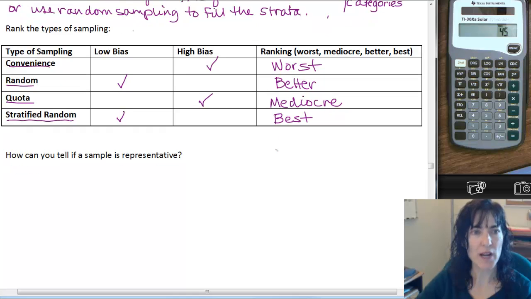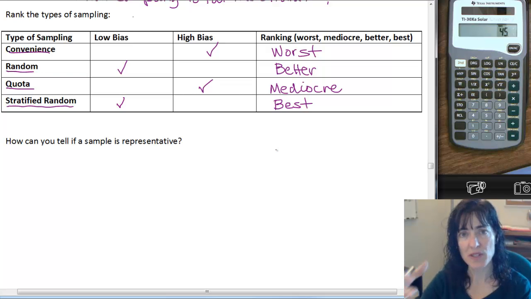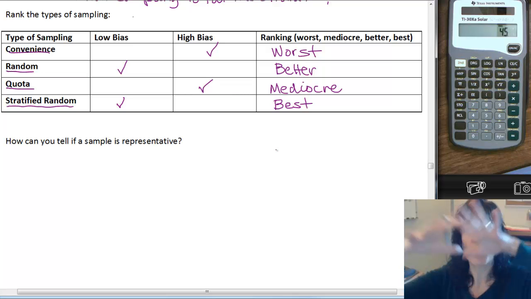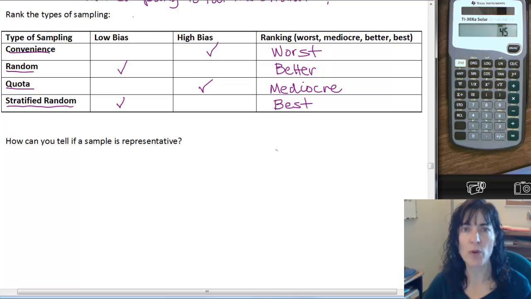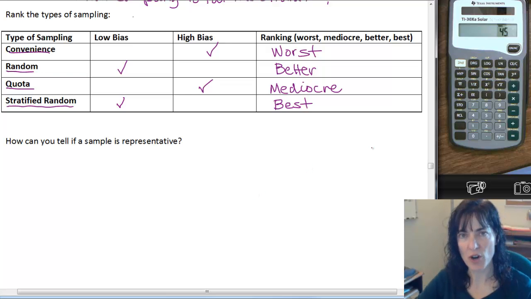So that brings us right to how can you tell if a sample is representative? And a representative sample to us means that the results that you can conclude from your experiment or from your survey are valid, because the people you talk to represent the category of people that you're trying to make a conclusion about. Remember, your target population. So when your sample mirrors your target population, it's representative.